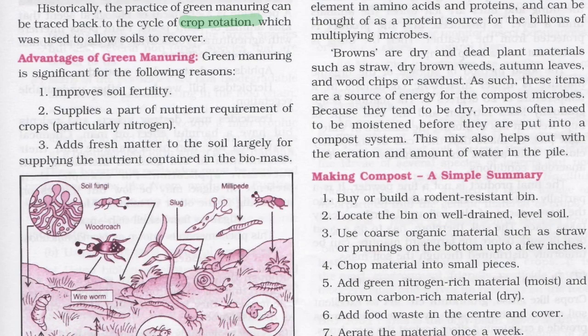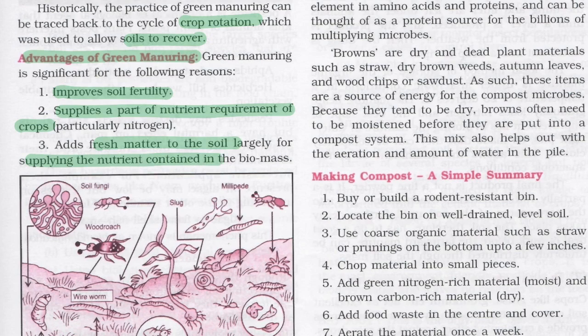Crop rotation is a historical practice of green manuring which was used to allow soils to recover. Advantages of green manuring: it improves soil fertility, it supplies a part of the nutrient requirement of the crops, it adds fresh matter to the soil, and it supplies nutrients that are present in the biomass.